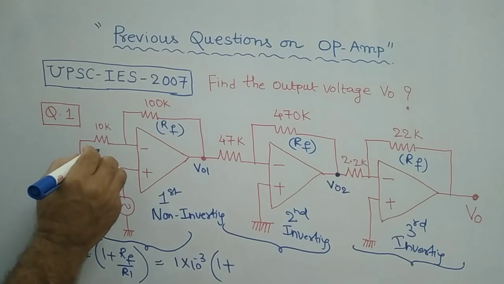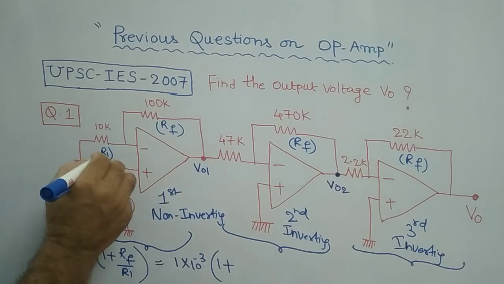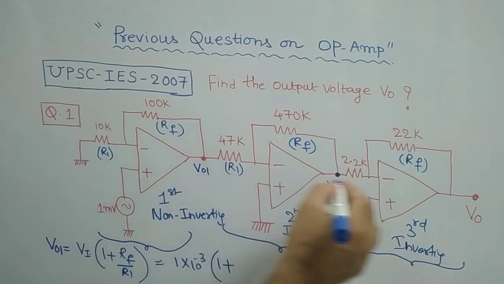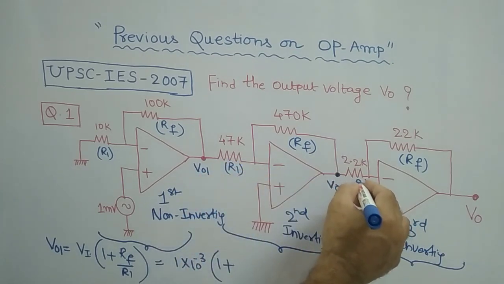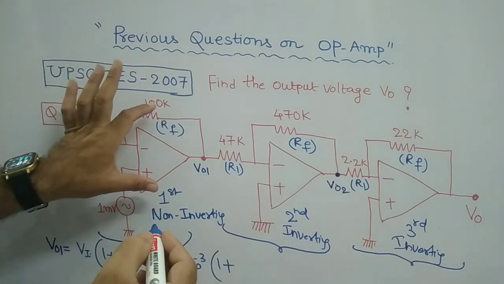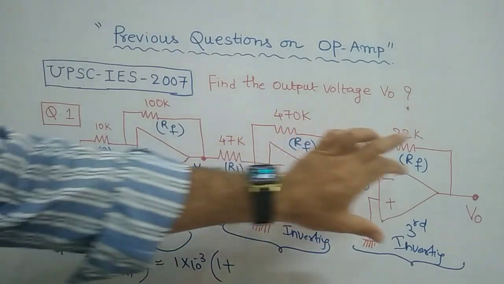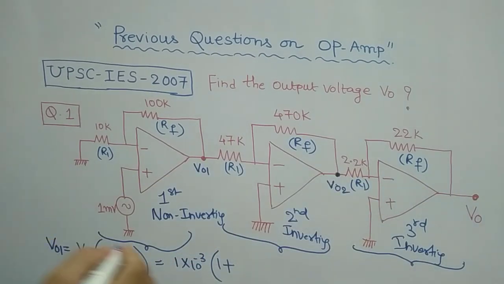Okay, this is your R1. So here for this it is R1. For this also you consider it as R1. But all are different only, don't treat it as common. For individual, let us take this as R1. For this second, consider it as R1. For the third, consider it as R1. Right? Therefore, what is Rf?